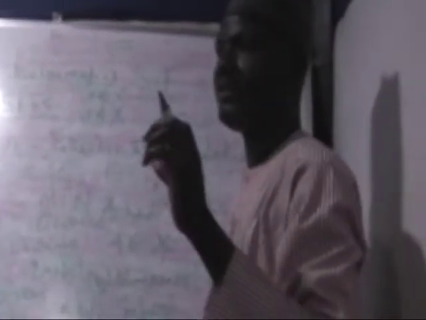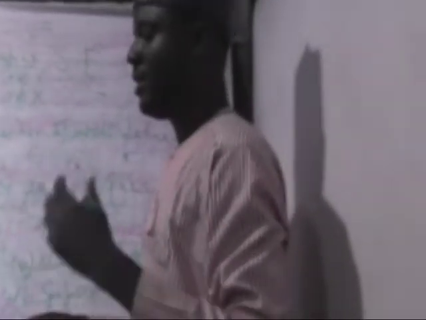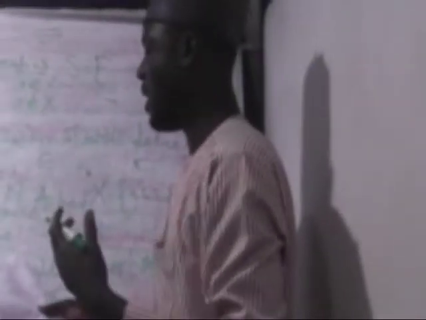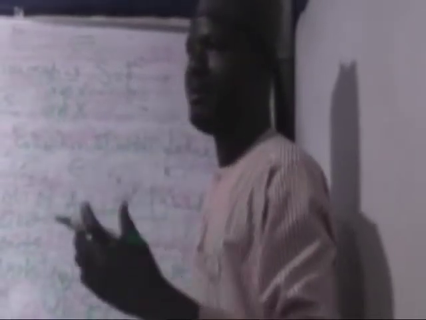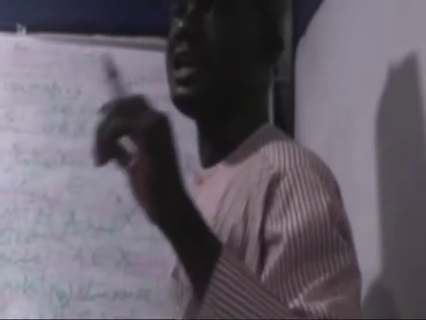The first one is equal set. Two sets are said to be equal if they contain the same element. The notation for equal set is the equal sign, that is the equality sign. That is what we use for equal set. Remember, we said elements are those items we found in a given set.